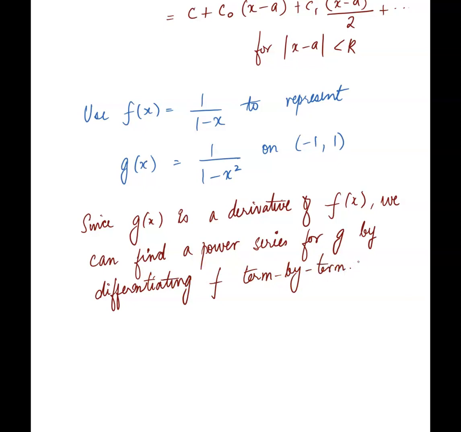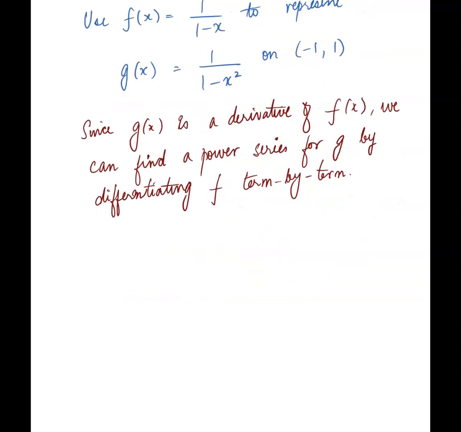Now we know that f of x has a power series, which is the summation of x power n. We don't have such a power series for g. So we can find that power series for g using the fact that f is a derivative. If you took the derivative of f, you get g, because g is the derivative of f. So if you take f prime term by term, you get g, and that is our focus here.